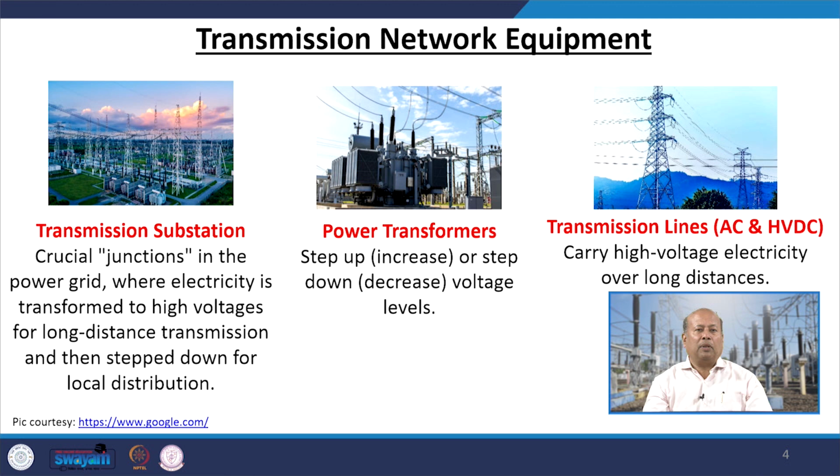When you talk about a substation, it is the crucial junction in the power grid where electricity is transformed to high voltages for long distance transmission and then stepped down for local distribution. Now, a power transformer is used to step up, that is increase, or step down, that is decrease, the voltage level, and it operates at extremely high voltages. Transmission lines are responsible for carrying high voltage electricity over long distances.